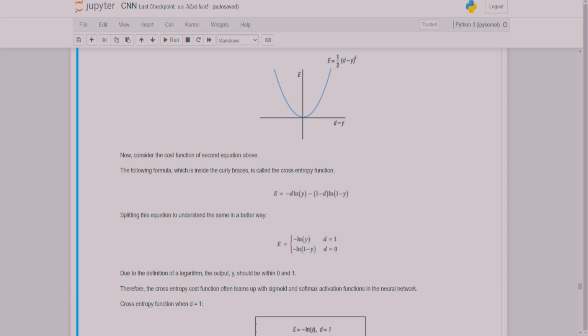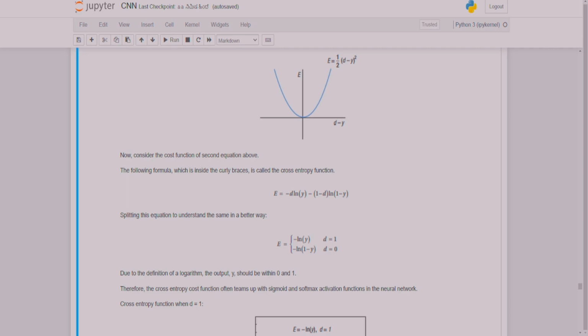So minus d into natural log of y, minus 1 minus d into natural log of 1 minus y. So the notation we are pretty much comfortable with now. d is the desired value, y is the current output. Now let's try to substitute values of d, like 1 and 0. If I put d equal to 1, this term vanishes, 1 minus d becomes 0.